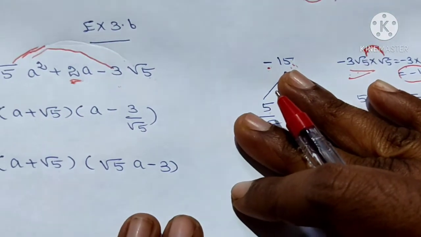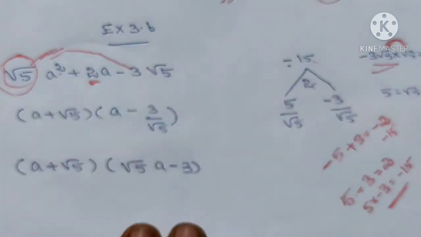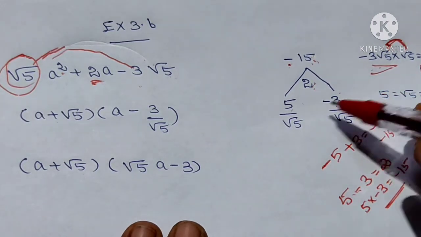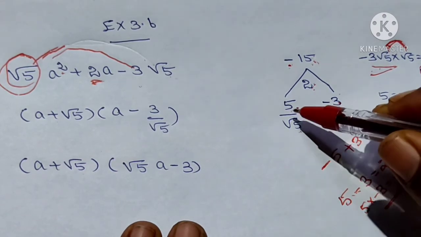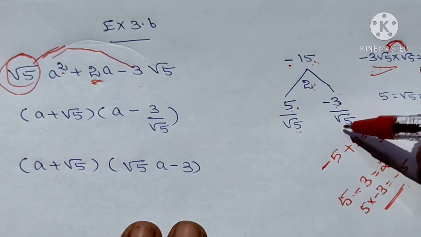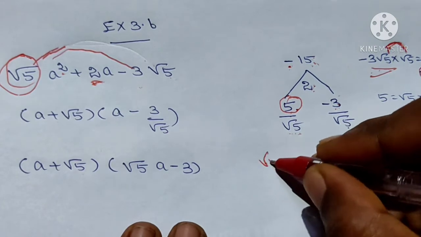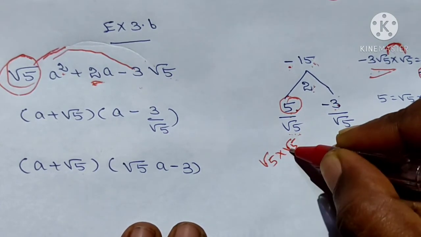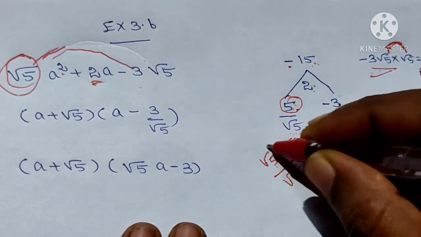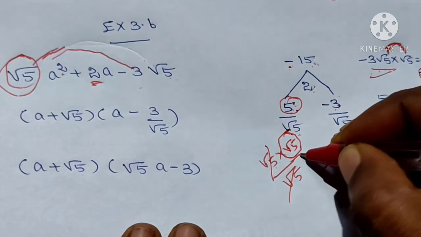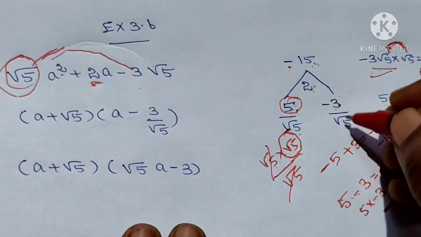So check the coefficient of a square. Coefficient of a square is root 5. So you should divide these two numbers by root 5. So 5 by root 5 and minus 3 by root 5. 5 by root 5: 5 is split into root 5 into root 5, because root 5 into root 5 we get 5. Denominator is root 5, so root 5 is cancelled. The balance is root 5. This term you keep.